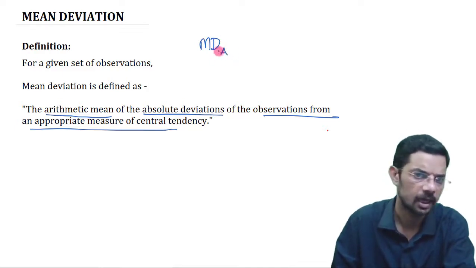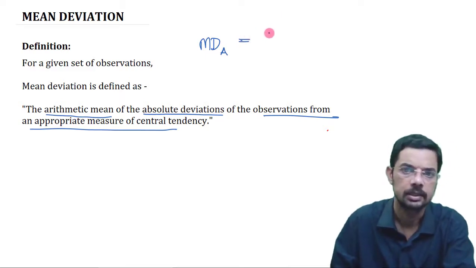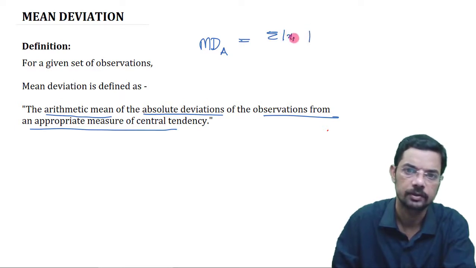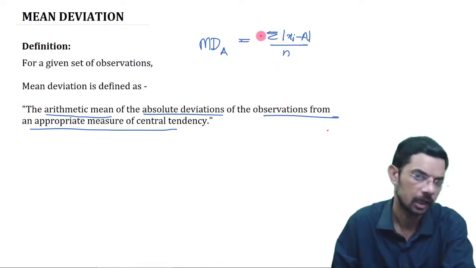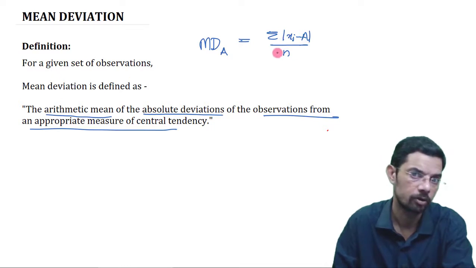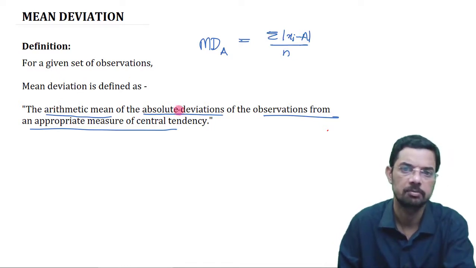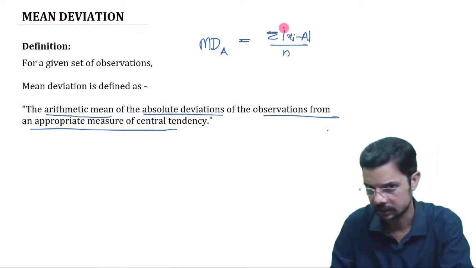For any appropriate average A, it is defined as the sum of absolute deviations of xi minus A, divided by n. This is the sum of absolute deviations divided by the total number of observations, known as the arithmetic mean of absolute deviations of the observations taken from the appropriate measure of central tendency.